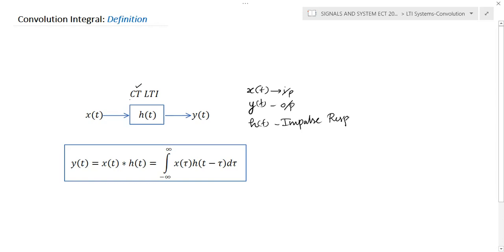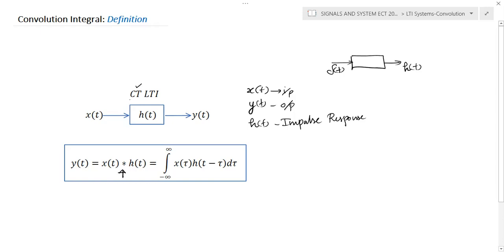Impulse response is actually the output obtained for this particular system when we apply an impulse signal. So when you apply the input as delta of t, you will get some output. That output we will indicate as h of t. That is the impulse response. And if you know the impulse response and input, and the given system is a continuous time LTI system, you can use this particular equation. That's the convolution integral equation. y of t is equal to x of t convolution h of t. This symbol is representing the convolution operation.